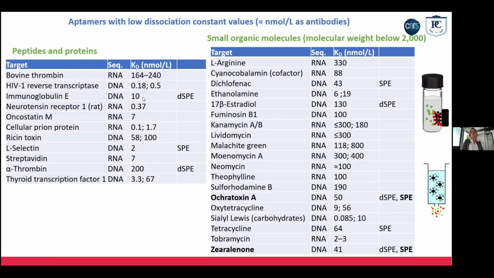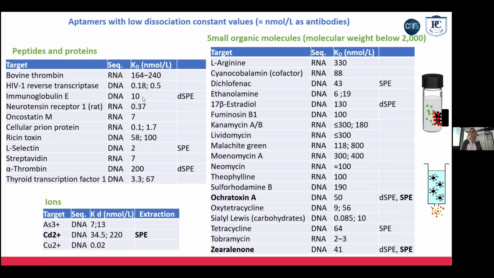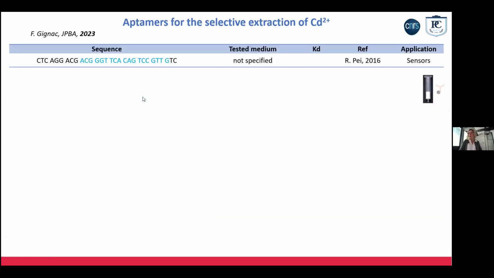And recently, our question was, is it possible to use this type of approach to analyze ions? Is it possible to have a DNA strand very specific to a given ion? So we focused our attention on cadmium ions. We looked at the literature, and a sequence was described by a group. And then we decided to prepare the sequence and to immobilize it onto a solid support.